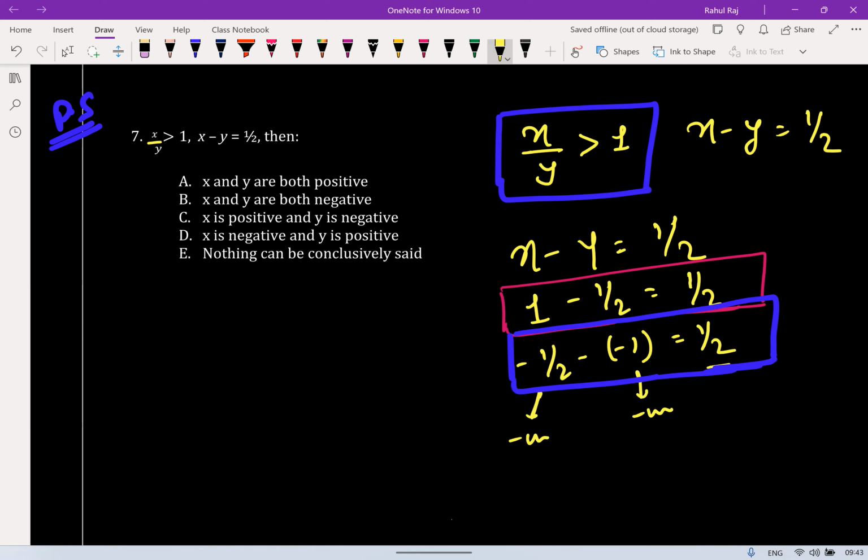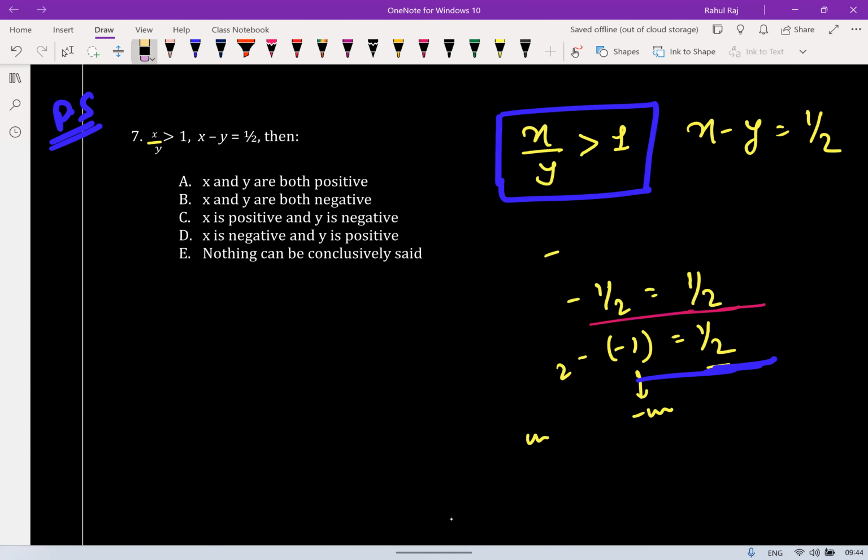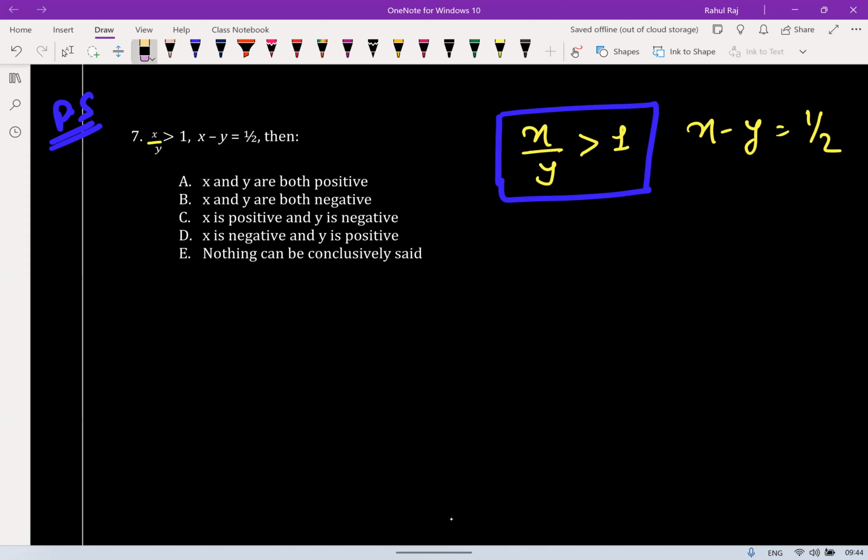For this one, I just jumped to the assumption that if x by y is greater than 1, that means x is greater than y. So that was the assumption there. But again, if I'm doing that, then I should go ahead with the complete stuff, in the sense that what all I can get from here.